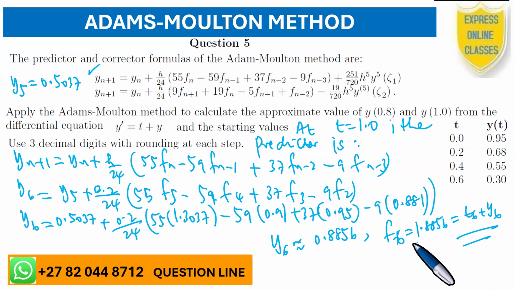So the t6, what's going to be t6? If this one is t1, t2, t3, t4, t5, t6.